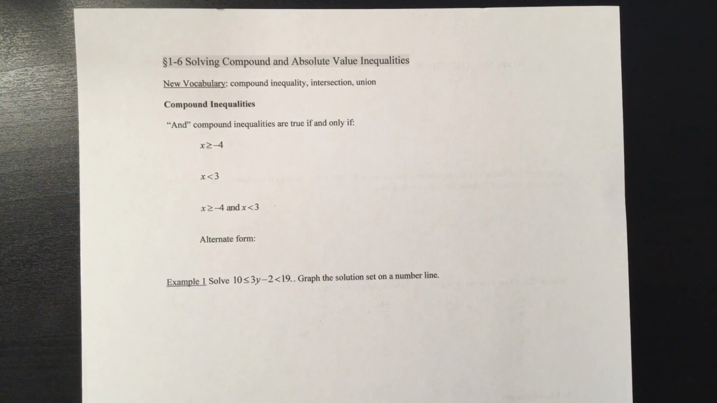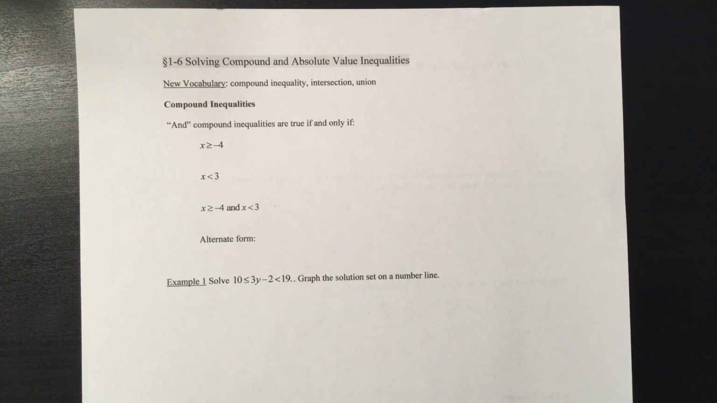All right, in the first part of 1-6, we're going to be looking at compound inequalities. If you think of what compound means, think of a compound sentence, which is two sentences joined together, or a compound word, which is two words joined together. So a compound inequality is two inequalities joined together.